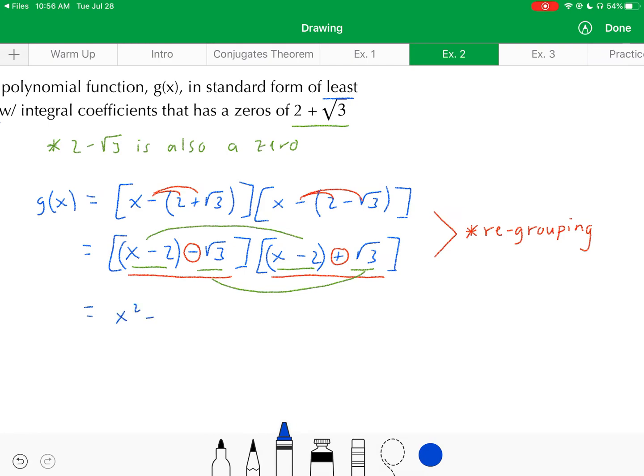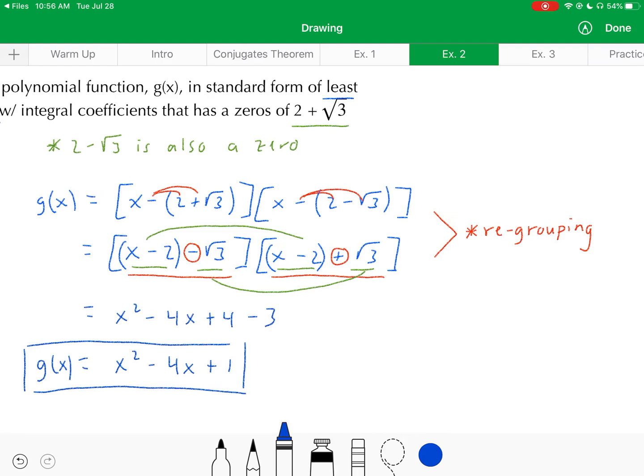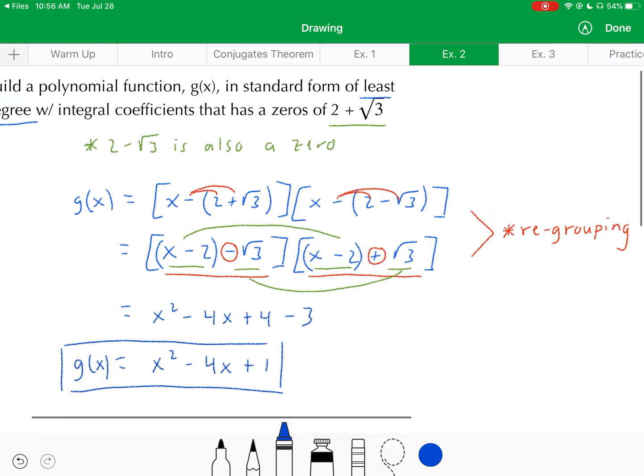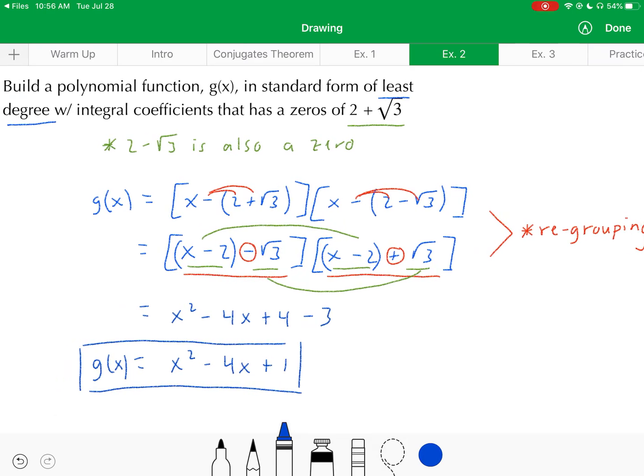X minus 2 times x minus 2 is going to give you x squared minus 4x plus 4. And then negative radical 3 times positive radical 3 is just going to give you negative 3. Okay? And then, of course, 4 minus 3 is 1. So our function g of x that has these two zeros is right here. Notice the degree is 2, which we stated at the beginning of the problem is what it should be.